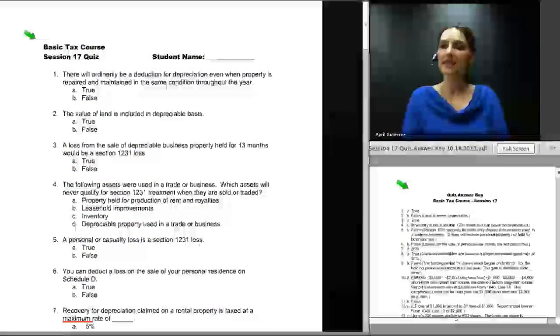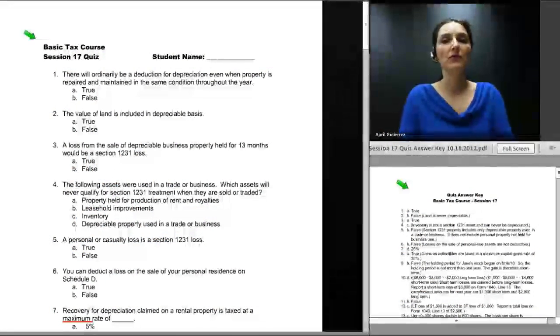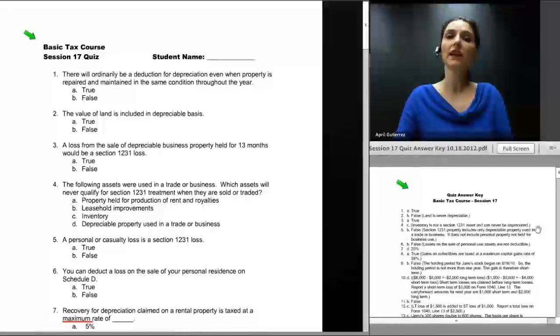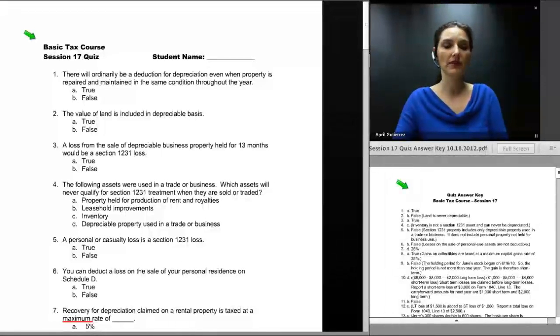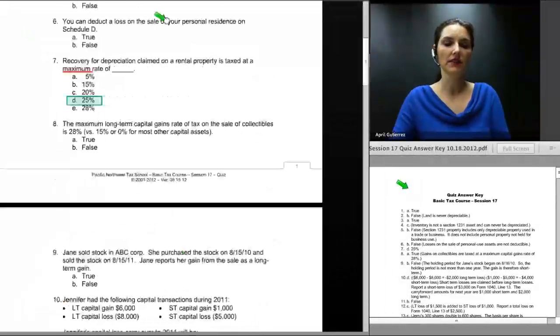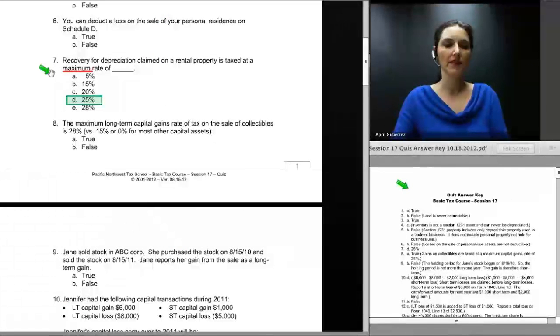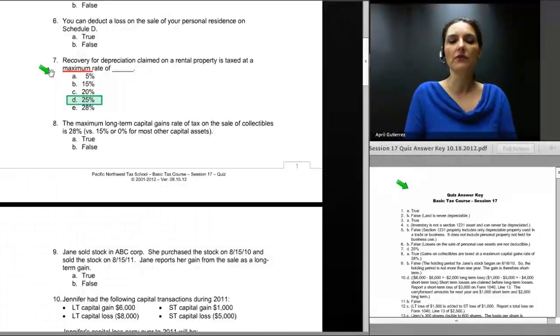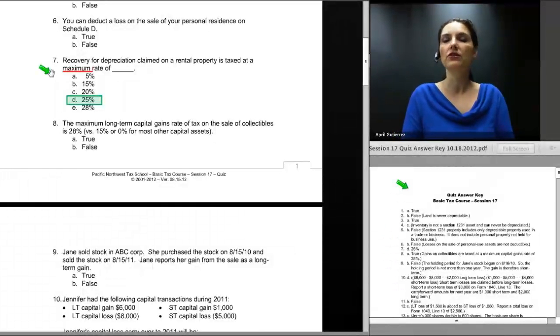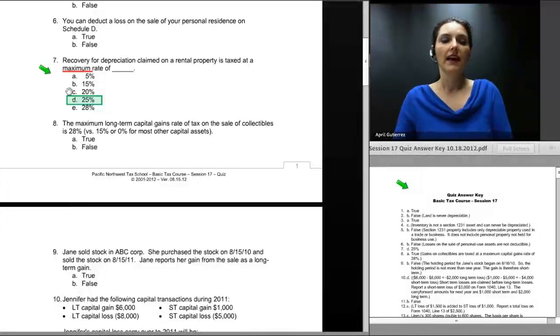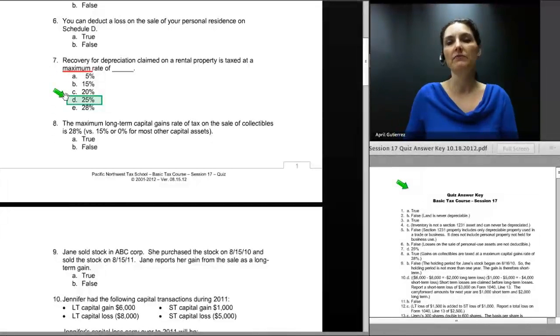We're going to begin Session 19 with a review of the Session 17 quiz answer key. And the first question we're going to review in the Session 17 quiz is question number 7, where it reads, the recovery for depreciation claimed on a rental property is taxed at a maximum rate of blank. And the correct answer to that question is 25%.